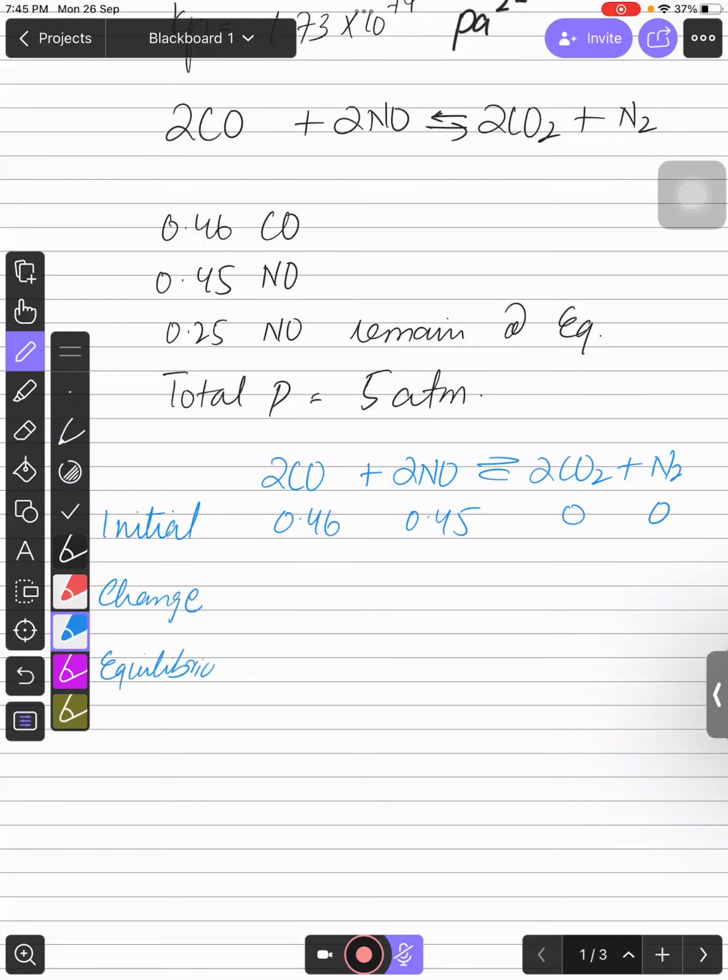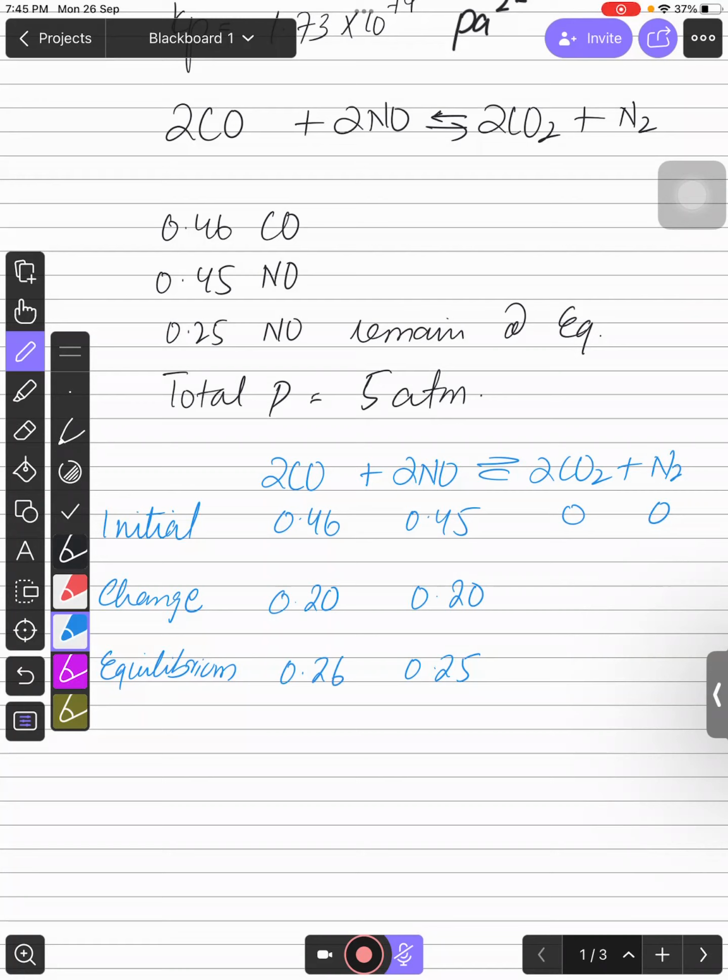So they gave us the moles of nitrogen monoxide that remain at equilibrium, which is 0.25. So you can see how much is used up. If nitrogen monoxide 0.25 remains, so definitely 0.2 moles are used up. And you can see the relation is same for both of them, carbon monoxide and nitrogen monoxide. So definitely the same amount of carbon monoxide is also used, and when you subtract, you will find 0.26 moles of carbon monoxide remains.